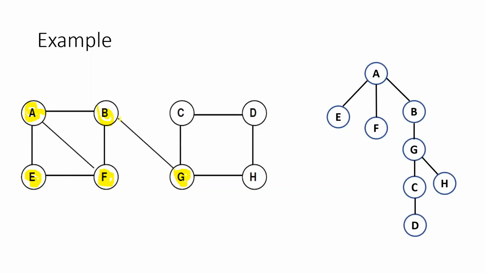So B is already visited. We'll insert C into the Q. Then delete G from the queue. C is in front of the queue, ma'am. Then adjacent vertices are D and G. G is already visited there, so we'll insert D into the queue. Then remove C from the queue.